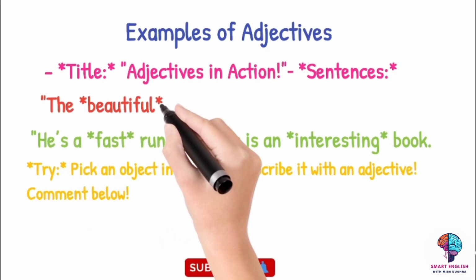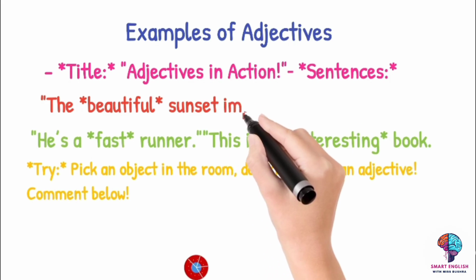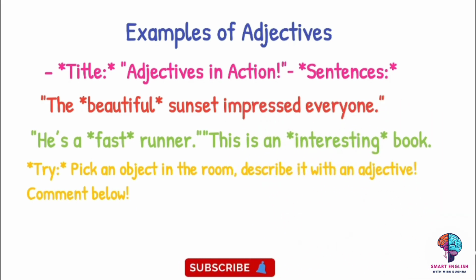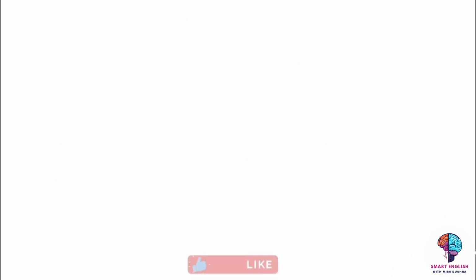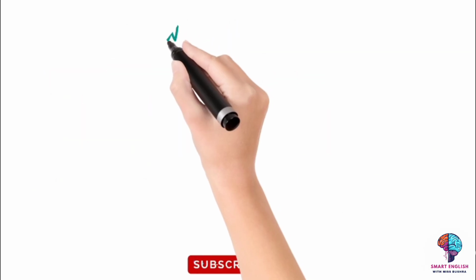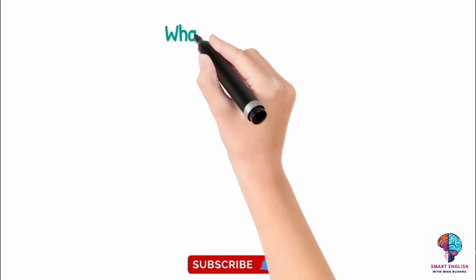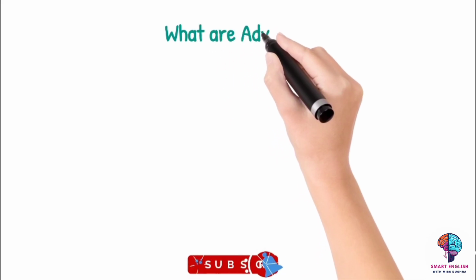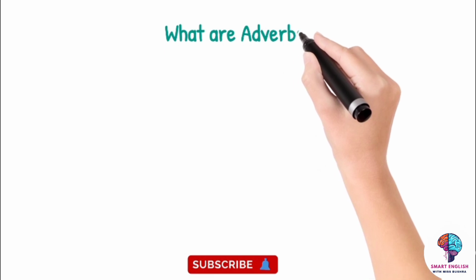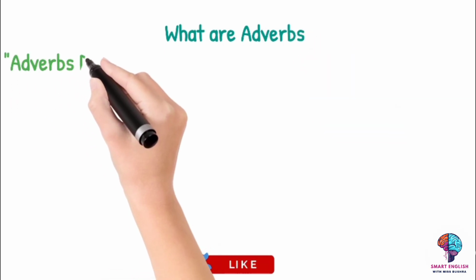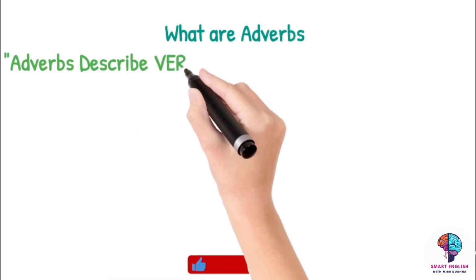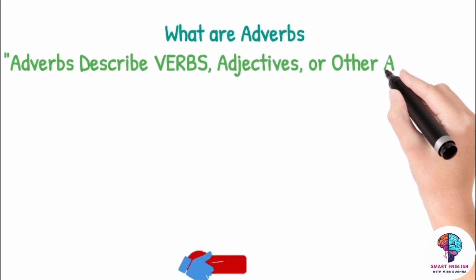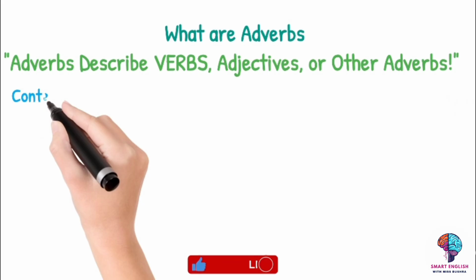So students, these are some of the examples which are here, and I have told you some. The beautiful sunset impressed everyone. Pick an object from your room and describe it. For example, right now in front of me, there is a beautiful lamp. So, in my case, the beautiful lamp. Or there is a beautiful car toy in front of me. Or you can say small car toy also. So here small is the adjective.